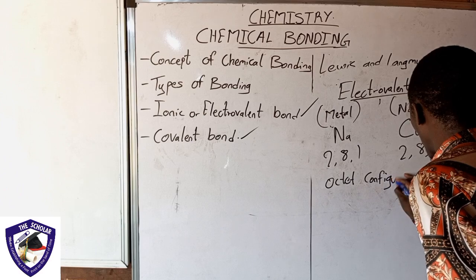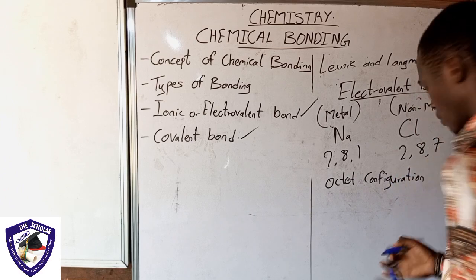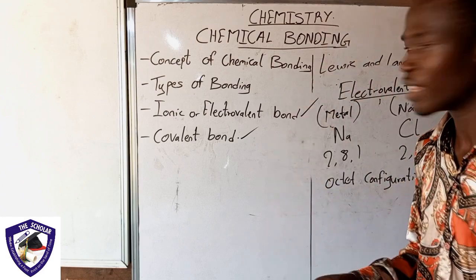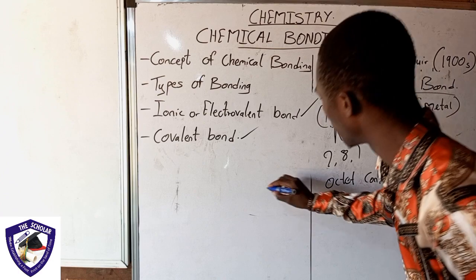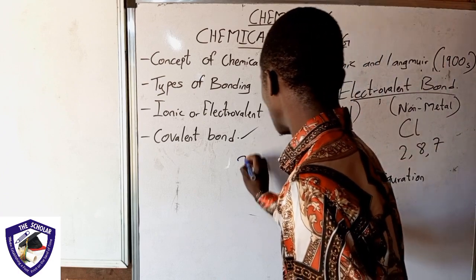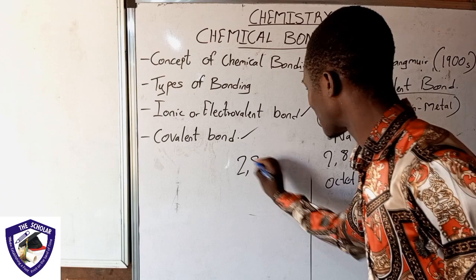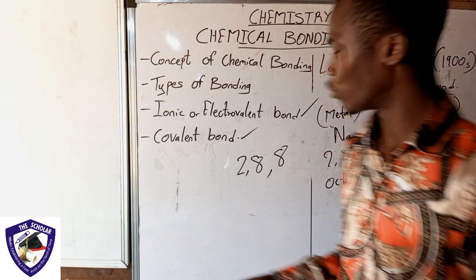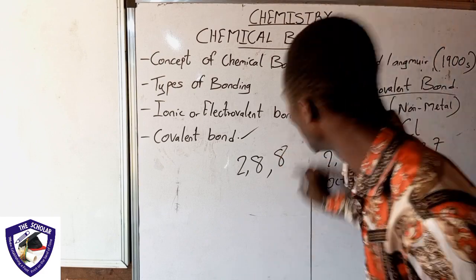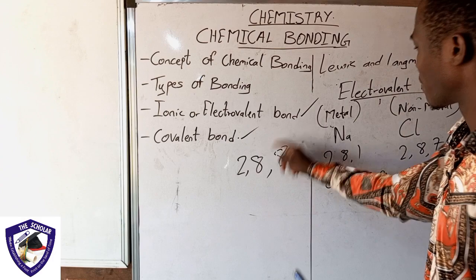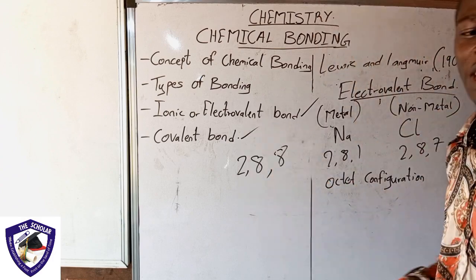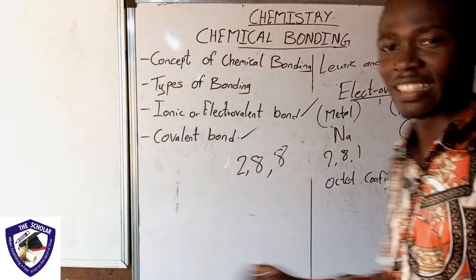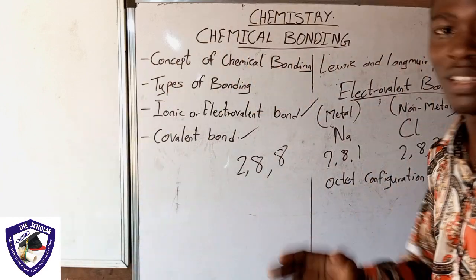Octet configuration. When an electron completes the outermost shell, now the first shell of an electron can accommodate a maximum of 2 electrons. After that, 8 electrons, then 8 electrons. If an element is able to have a complete electron at the outermost shell, then it is said to be what? To have attained octet configuration, and by this it is said to be stable. That element is said to be stable.